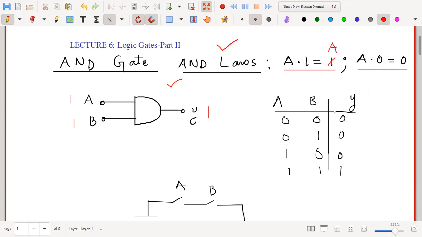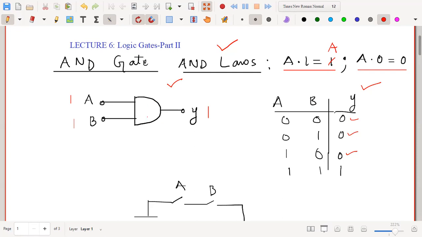I have drawn the truth table for the symbol which I have drawn on the left hand side. Here you can see that when both the inputs are low, the output would be low. When any one of the inputs is low, the output is also low. The output is high only when both the inputs are high. Only when both the inputs are given some positive potential will you get a positive potential at the output. Otherwise, you will get a zero potential at the output.